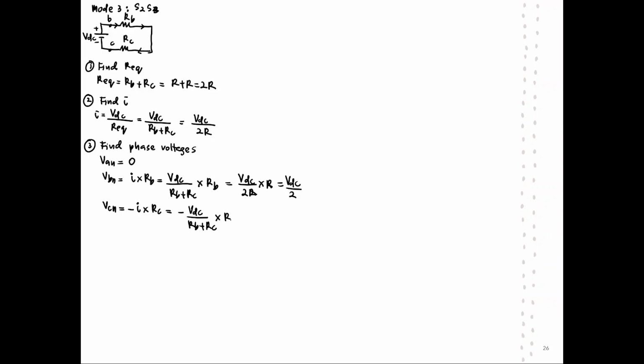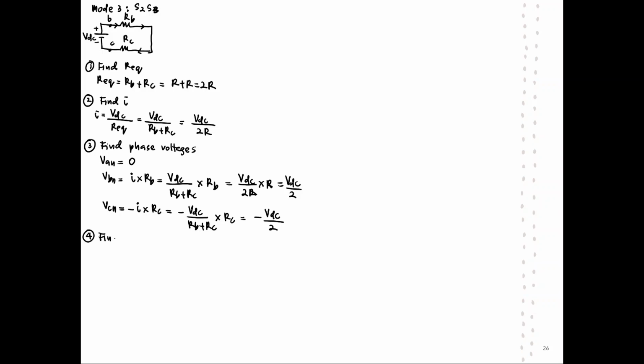VAN, since there is no switch that has been turned on for phase A, it will be equal to 0. VBN is I multiplied by RB. That's VDC over RB plus RC multiplied by RB, or for balanced load it will be VDC over 2. Our VCN is negative here because there is an opposite polarity between the current and voltage. As for balanced load, your VCN will be equal to negative VDC over 2.